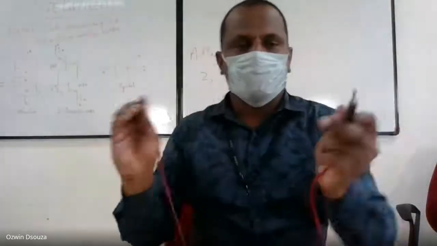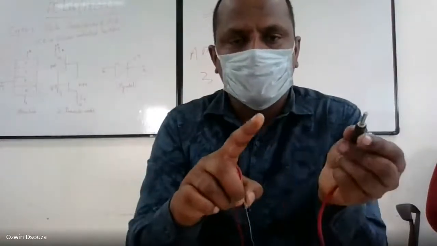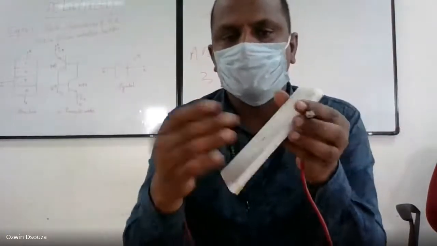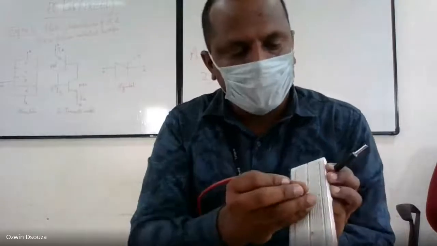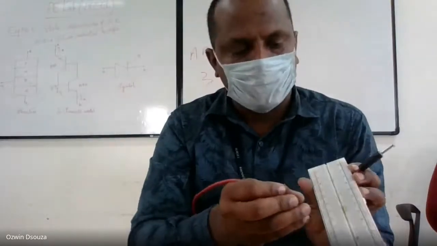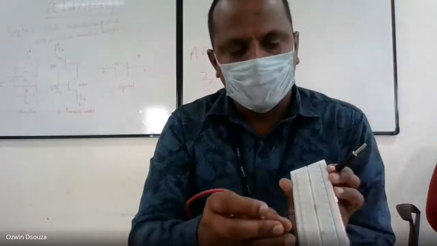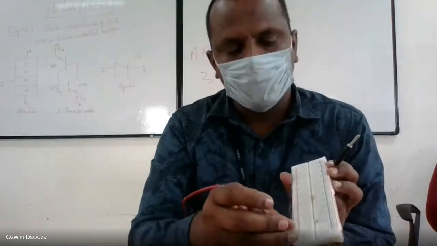So you have to connect the power supply to the breadboard. See here, there is a red wire and a blue wire. Red and blue, these are the colors. Give the positive here and the negative on the other side.